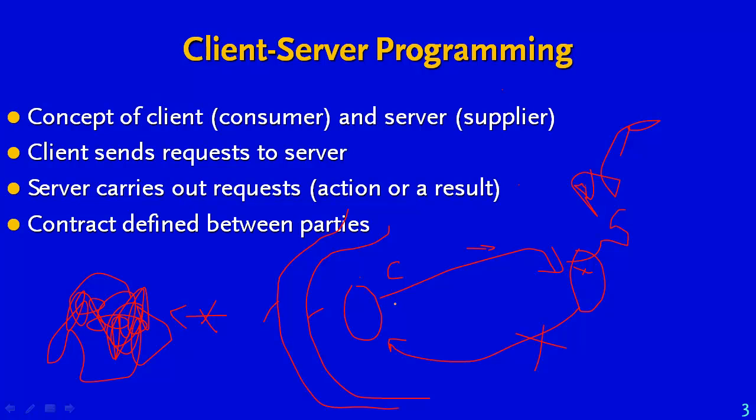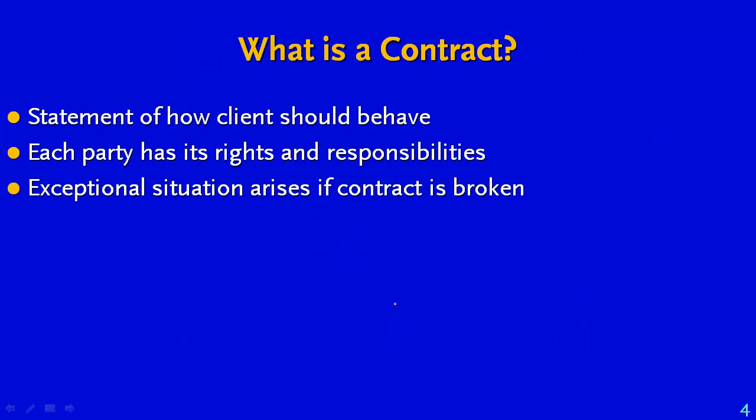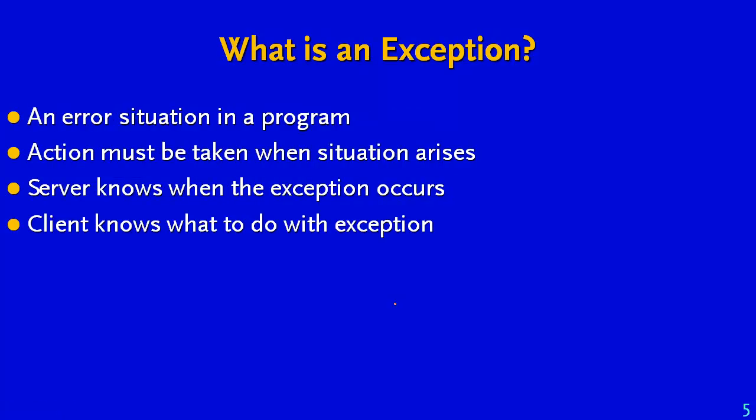There's a contract defined between the parties, the server and the client. The contract is that the server will execute the results on behalf of the client if the client provides the right parameters. The contract is a statement of how the client should behave. Each of the participating parties has its rights and responsibilities, and if you don't abide by the rules, an exceptional situation is thrown. Then there's no answer, so you have to catch the exceptions.